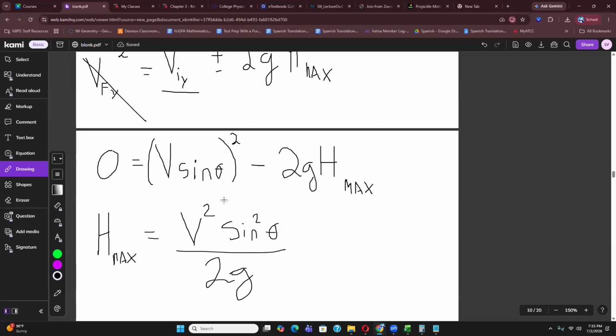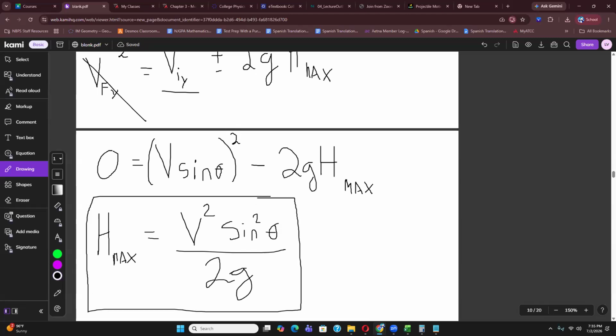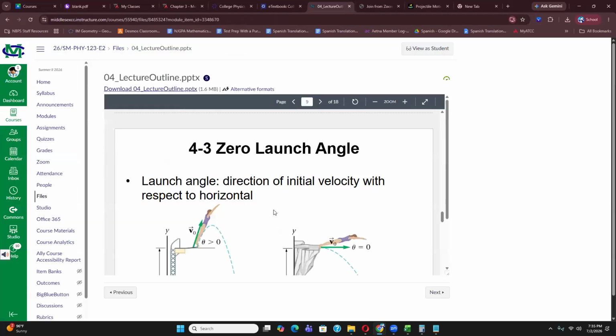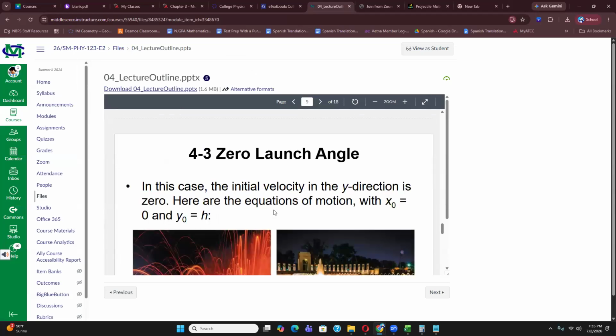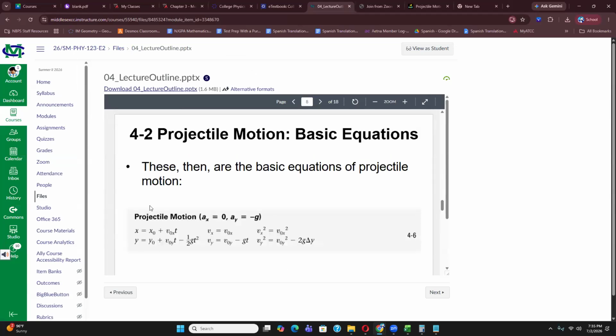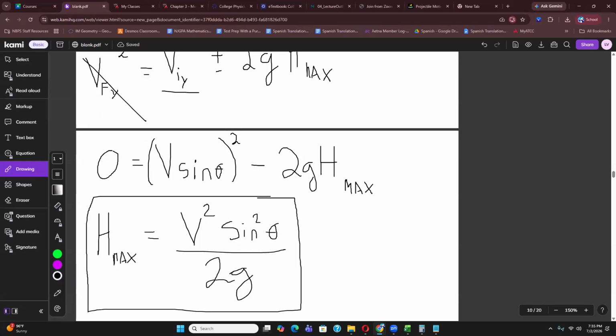So what I'm showing you here is that you can find the maximum height if you analyze the motion on the vertical, using these equations, the projectile motion equations. V on X, V on Y. Okay? There.